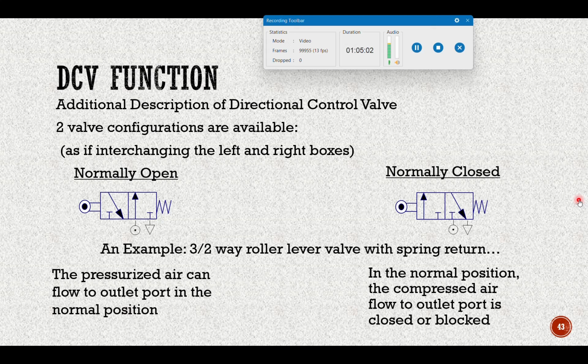Okay, and then you have roller lever, which is how you actuate the DCV, the directional control valve, and then you have spring return, to show how it's actually going back to its normal position, either normally open or normally closed. Okay, so you could say it's a normally open 3/2 way roller lever valve with a spring return, or you could have a normally closed 3/2-way roller lever valve with spring return. Okay, either one.